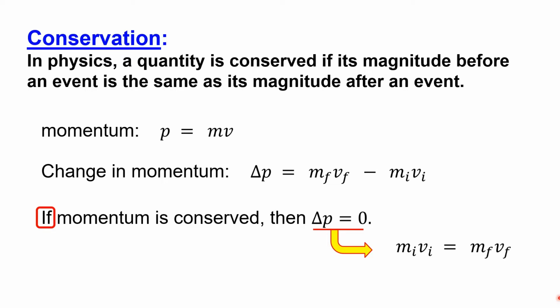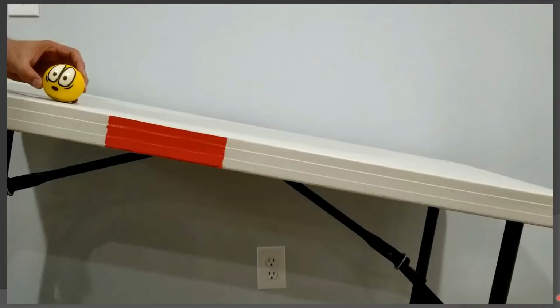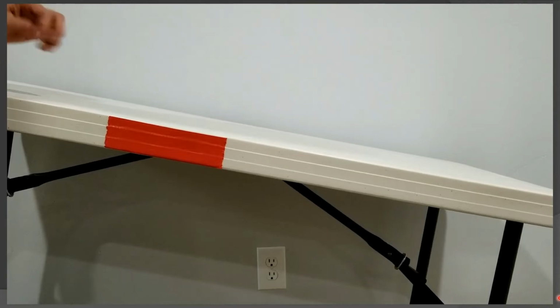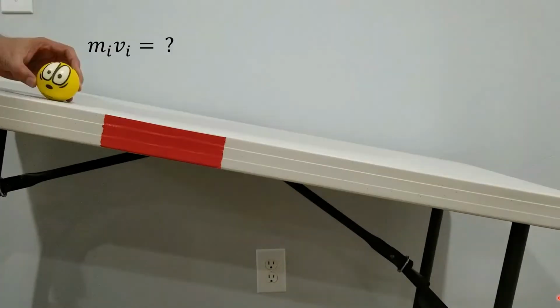Occasionally I'll have students tell me that they learned that momentum is always conserved. And that's actually not true. I'll give you an example. Here I have a ball and I'm just going to let it roll down an inclined table. Let's watch. Yep, that was amazing. Let's consider its momentum.